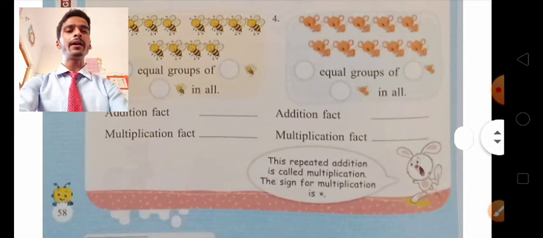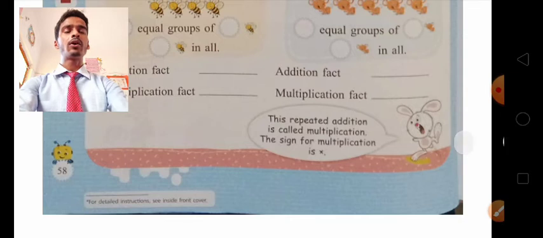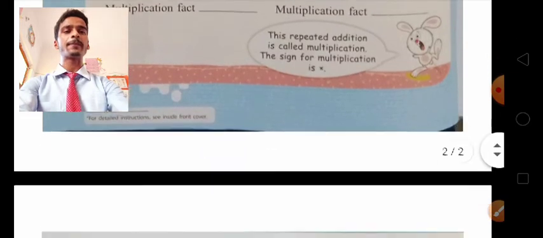And repeated addition is called multiplication. Repeated addition is called multiplication, and the sign for multiplication is cross, that is similar to x.